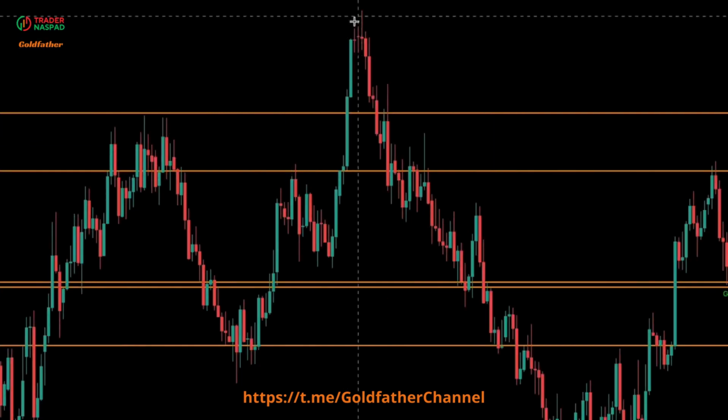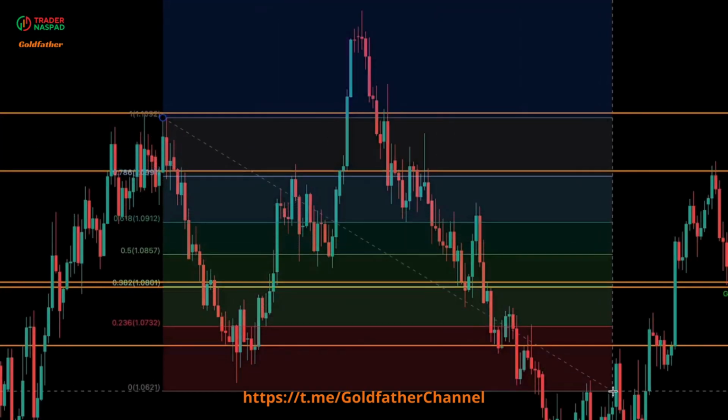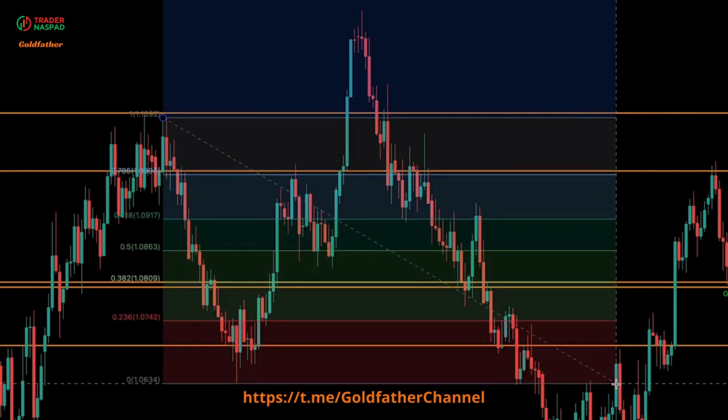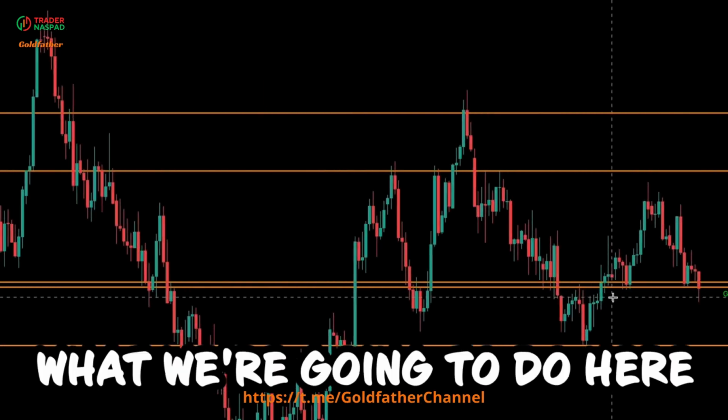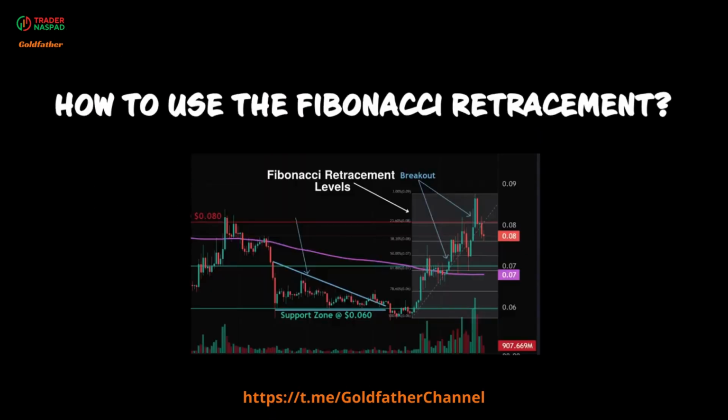A Fibonacci retracement is a technical analysis method that uses percentages and horizontal lines drawn on price charts to determine levels of support and resistance. And that's exactly what we're going to do here. How to use the Fibonacci retracement.